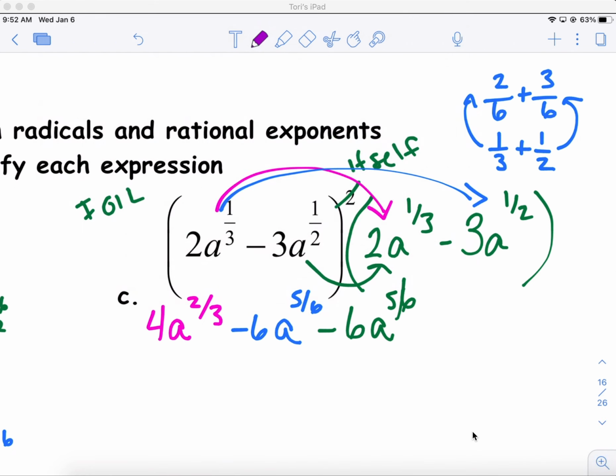And last one, negative 3 times negative 3 gives us positive 9. 1/2 plus 1/2 gives us 1 whole.